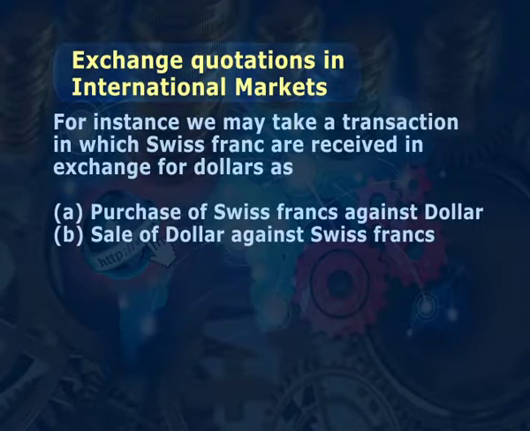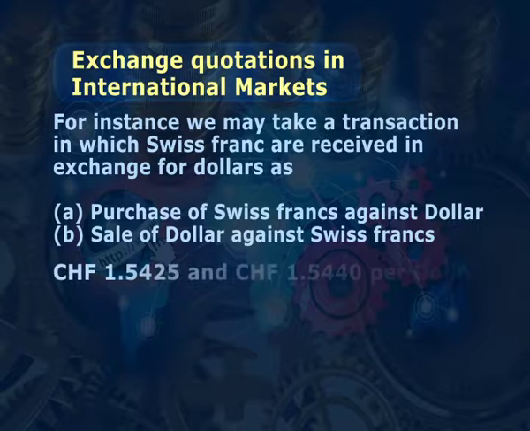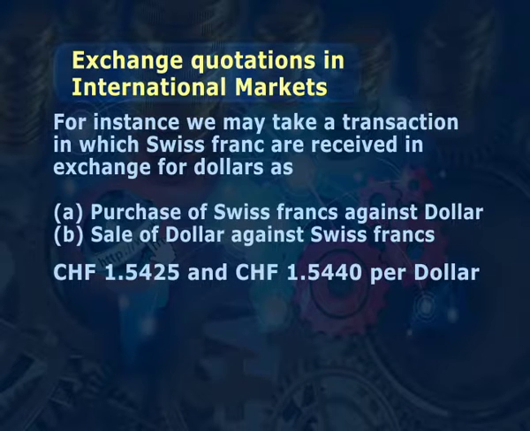104.67-104.70. In interpreting an international market quotation, we may approach from the variable currency or the base currency, viz. the dollar. For instance, we may take a transaction in which Swiss francs are received in exchange for dollars as purchase of Swiss francs against dollar or sale of dollar against Swiss francs. The quotation for Swiss franc is Swiss franc 1.5425 and Swiss franc 1.5440 per dollar. While buying dollar, the quoting bank would part with the fewer francs per dollar, and while selling dollars would require as many francs as possible.